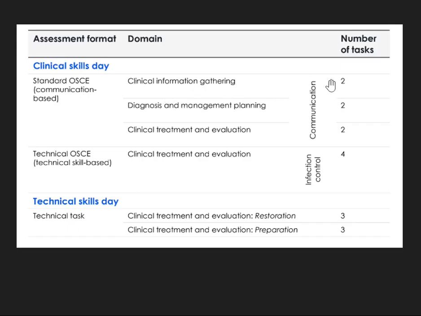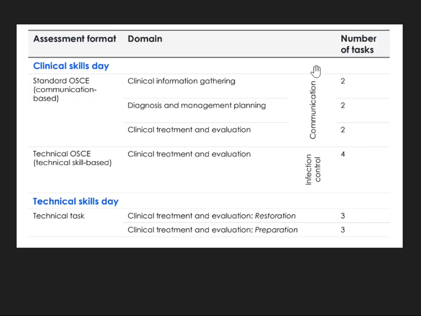This cluster contains 2 stations, which are communication OSCE stations. Then you have the second cluster, which is the diagnosis and management planning. This cluster has 2 stations, which are communication OSCE stations. Then you have clinical treatment and evaluation. This cluster has 6 stations, 2 communication OSCE stations and 4 technical OSCE stations.